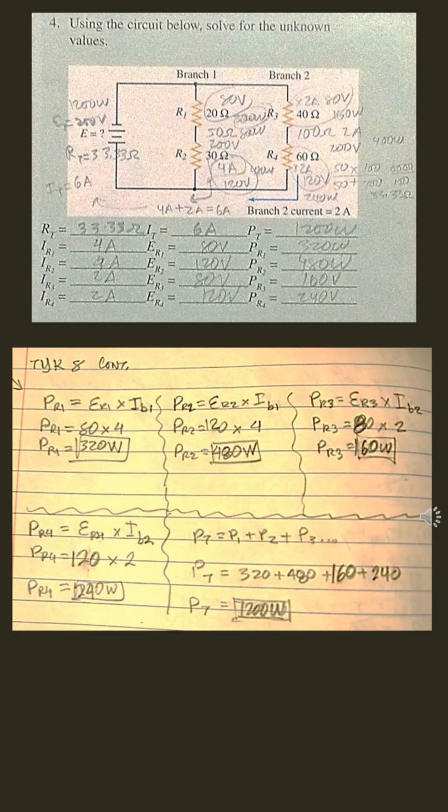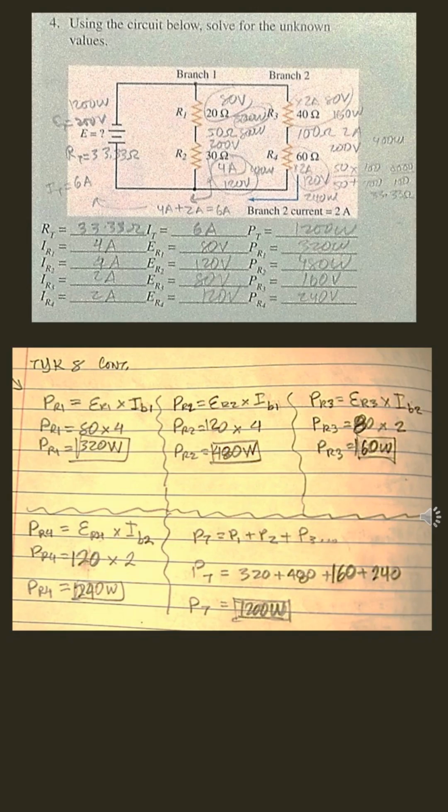Same steps, same formula used for the power at resistor 3, which equals the voltage drop at resistor 3 times the current at B2, or 80 volts times 2, equals 160 watts. Same steps for the power at resistor 4, which equals the voltage drop at resistor 4 times the current at B2, or 120 volts times 2, or 240 watts.